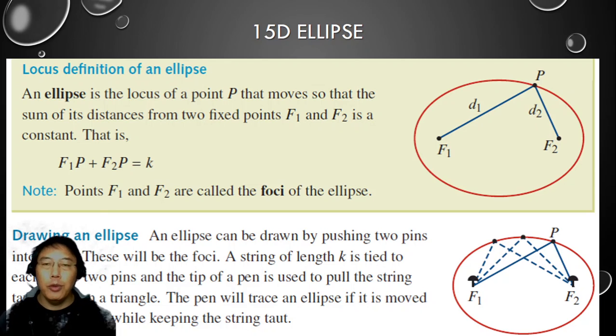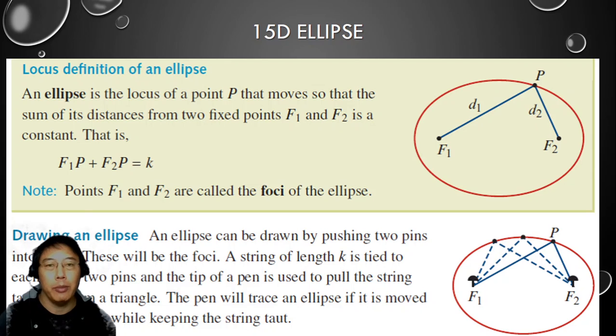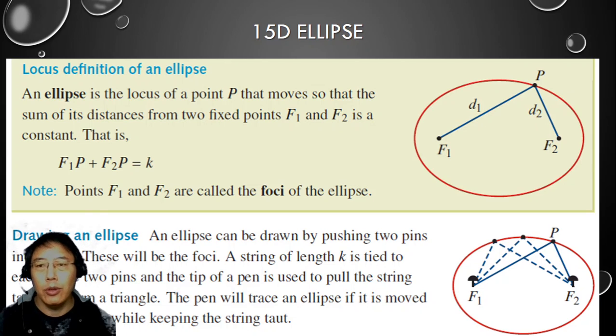We continue with graphing techniques. In 15D, it will be about ellipses. First, how do you define the locus? To do that, you're going to need two fixed points, F1 and F2. Each one of them is a focus.